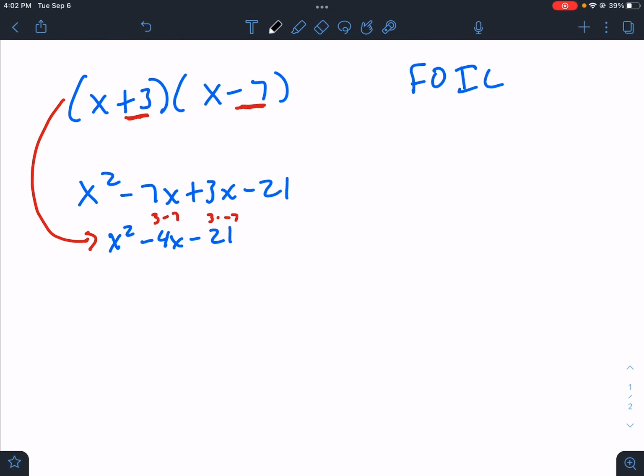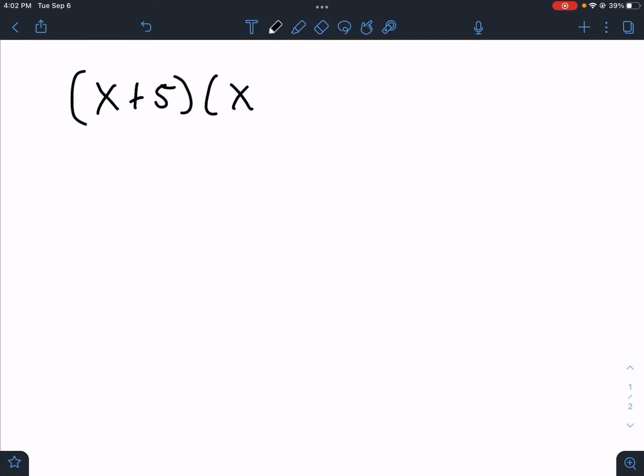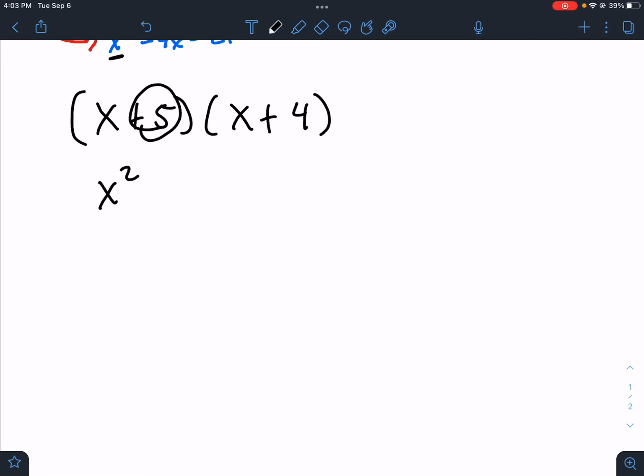So let's see if we can understand the pattern. Let's do another example of multiplication. Let's say we have x plus 5 and x plus 4. Following the pattern, we know it's going to start with x squared every time, x times x. Remember, it's 1x every time. But what about the middle term? The middle term is when you combine 5 and 4. They're both positive, so they would combine to equal 9. And the last term is when you multiply them. So this would equal x squared plus 9x plus 20.